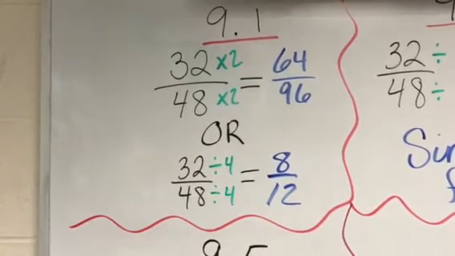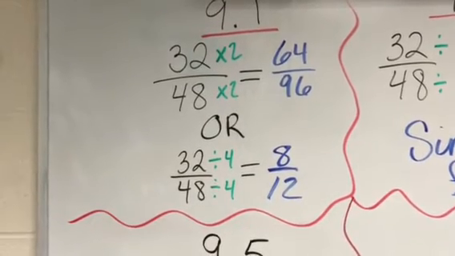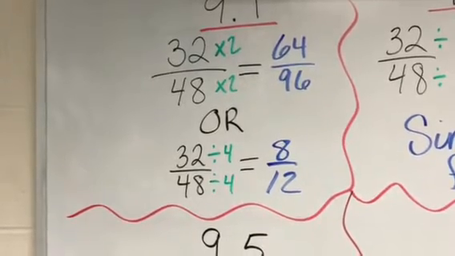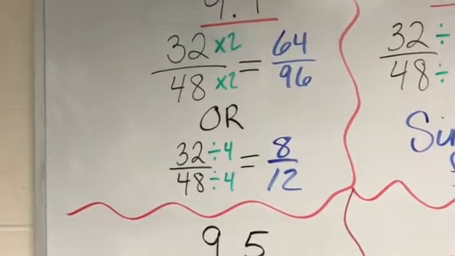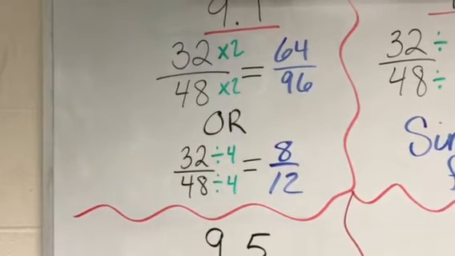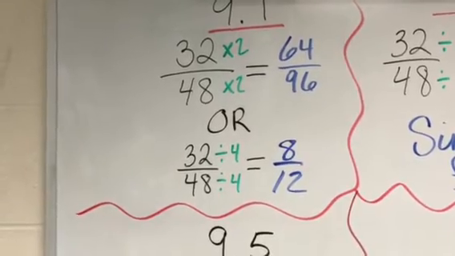We also could use division to do this, so we're not working with such big numbers. In this example, I took 32 divided by 4, and then I also divided the denominator by 4 and got an answer of 8/12. So 32/48 is equivalent to 64/96 or 8/12.